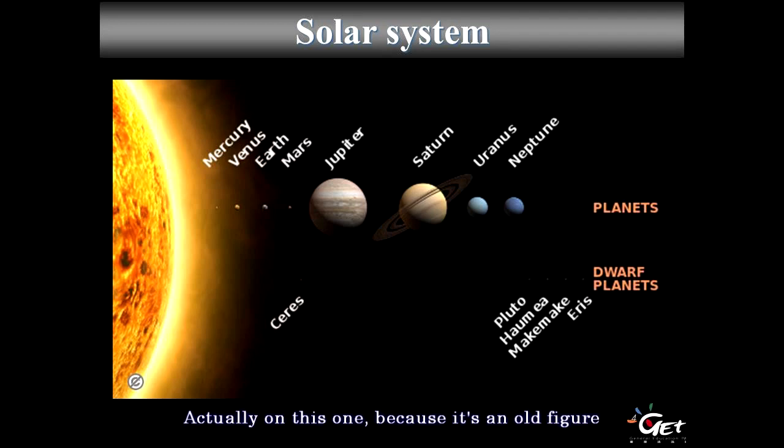Actually, this is an old figure that I should update. You have Pluto there, but in 2006 Pluto was kicked out of the rank of planets. It's not considered a planet anymore. We'll come back to that in a couple of weeks. It's now considered a dwarf planet. So we have 8 planets in our solar system: Mercury, Venus, Earth, Mars, Jupiter, Saturn, Uranus, and Neptune. They are classified in 2 categories: the telluric or rocky planets, which are Mercury, Venus, Earth, and Mars, and the giant or gaseous planets, which are Jupiter, Saturn, Uranus, and Neptune.